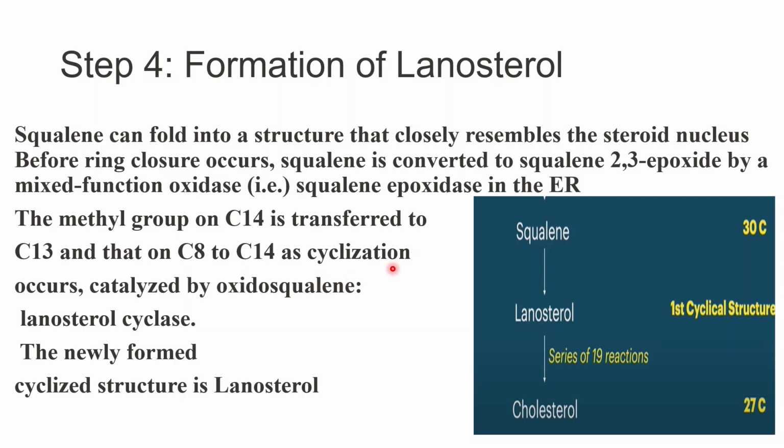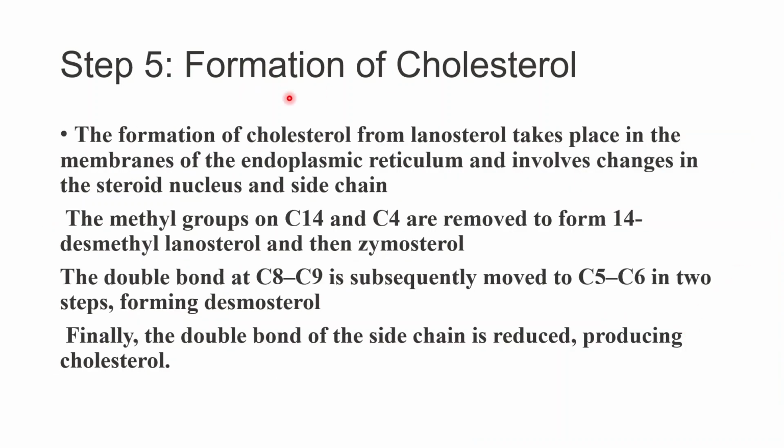Then finally the formation of cholesterol. The formation of cholesterol from lanosterol takes place in the membrane of the ER and involves changes in the steroid nucleus and side chain. The methyl groups on C14 and C4 are removed to form 4-desmethyl lanosterol and then zymosterol. The double bond at C8 and 9 is subsequently moved to 5 and 6 in two steps forming desmosterol. As you all know, there is a double bond at the 5th and 6th position of the B ring. Finally, the double bond of the side chain is reduced, producing cholesterol. So this is how cholesterol is formed.